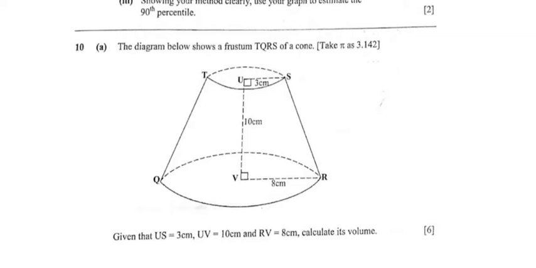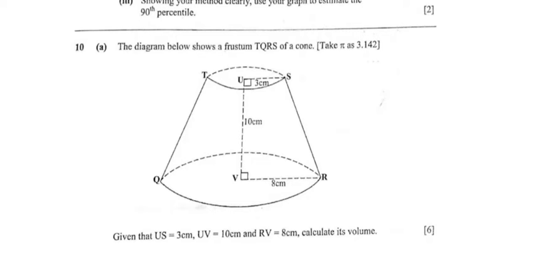In this video, I'll answer this question coming from a 2019 grade 12 mathematics paper 2. This one is about calculating the volume of a frustum. The question reads, the diagram below shows a frustum TQRS of a cone. Take pi as 3.142. So that is the diagram there.